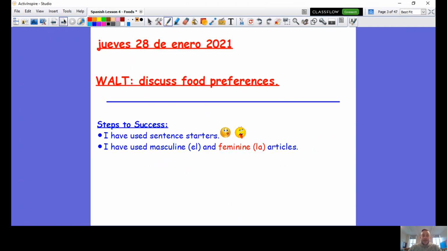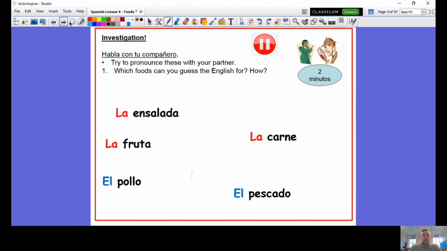Muy bien, gracias. So today we're going to talk about certain foods and we're going to be really specific about the ones we like and don't like. So let's get started straight away. Now, before we begin, over here, there is a new little image. It's a pause button. When you see this, Mr. Bell will tell you to pause the video so you can do the task that I will set you. Remember, it's just a picture, you can't touch it, but I will tell you to pause the video now and you can do that. Let's begin with our first task.